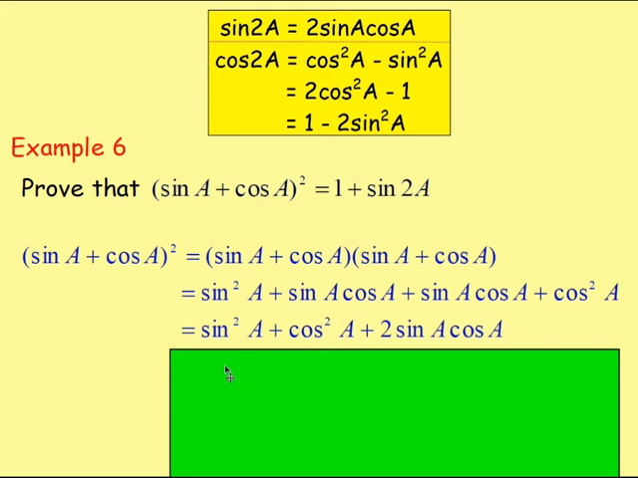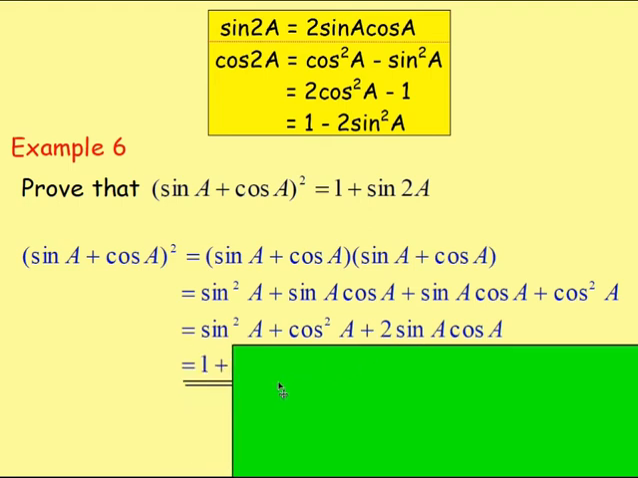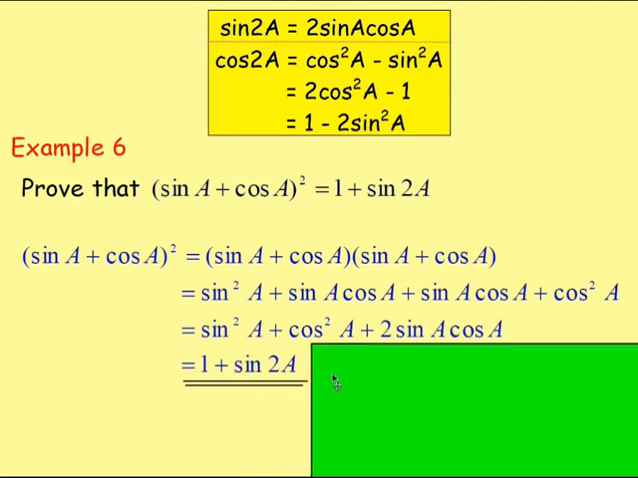From that, do you remember what sine squared A plus cos squared A is equal to, Leah? Yeah, it's just equal to 1. And if you have 2 sine A cos A, I suppose you could leave it as that, wouldn't you? No, you wouldn't, because looking at the formula at the top, 2 sine A cos A is equal to sine 2A. So you can write that as sine 2A.